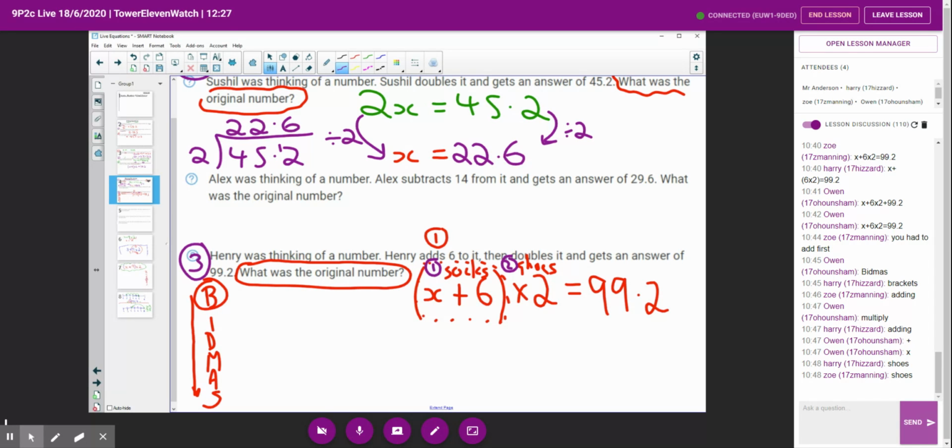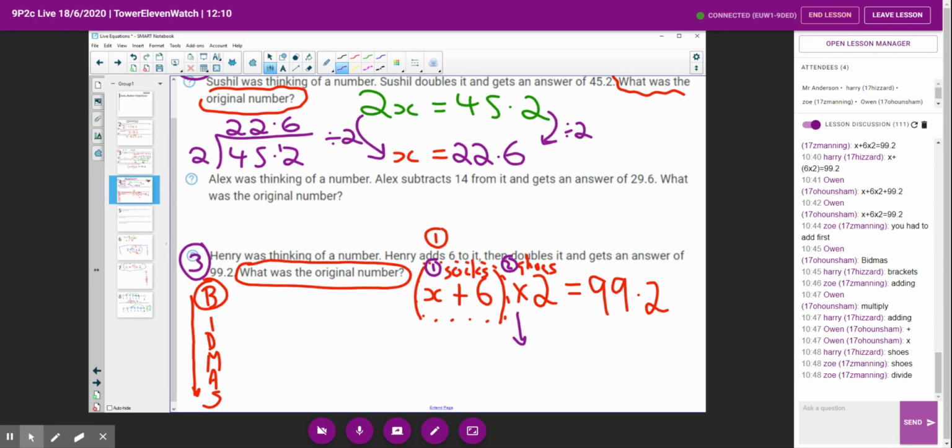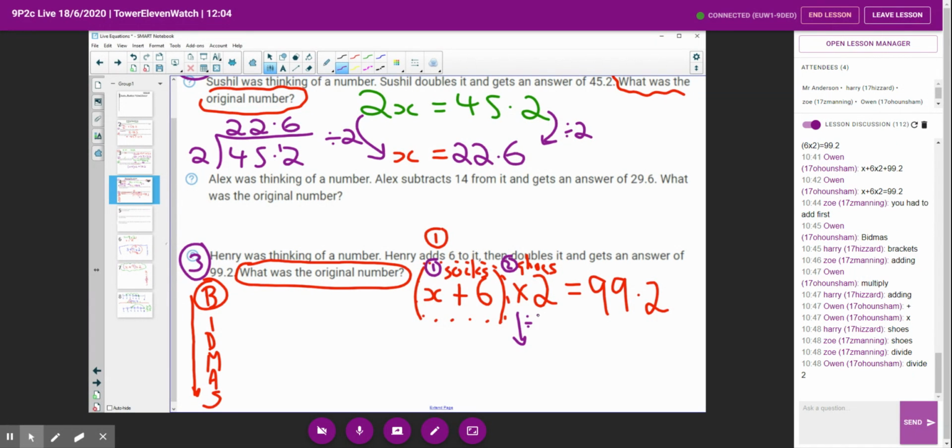The first thing that we've got to do is get rid of that multiplied by 2. So guys, how do we get rid of multiply by 2? How do we do the opposite to multiply by 2? Type it in the chat. What do we do? Good. Well done. We divide. So we want to divide by 2.